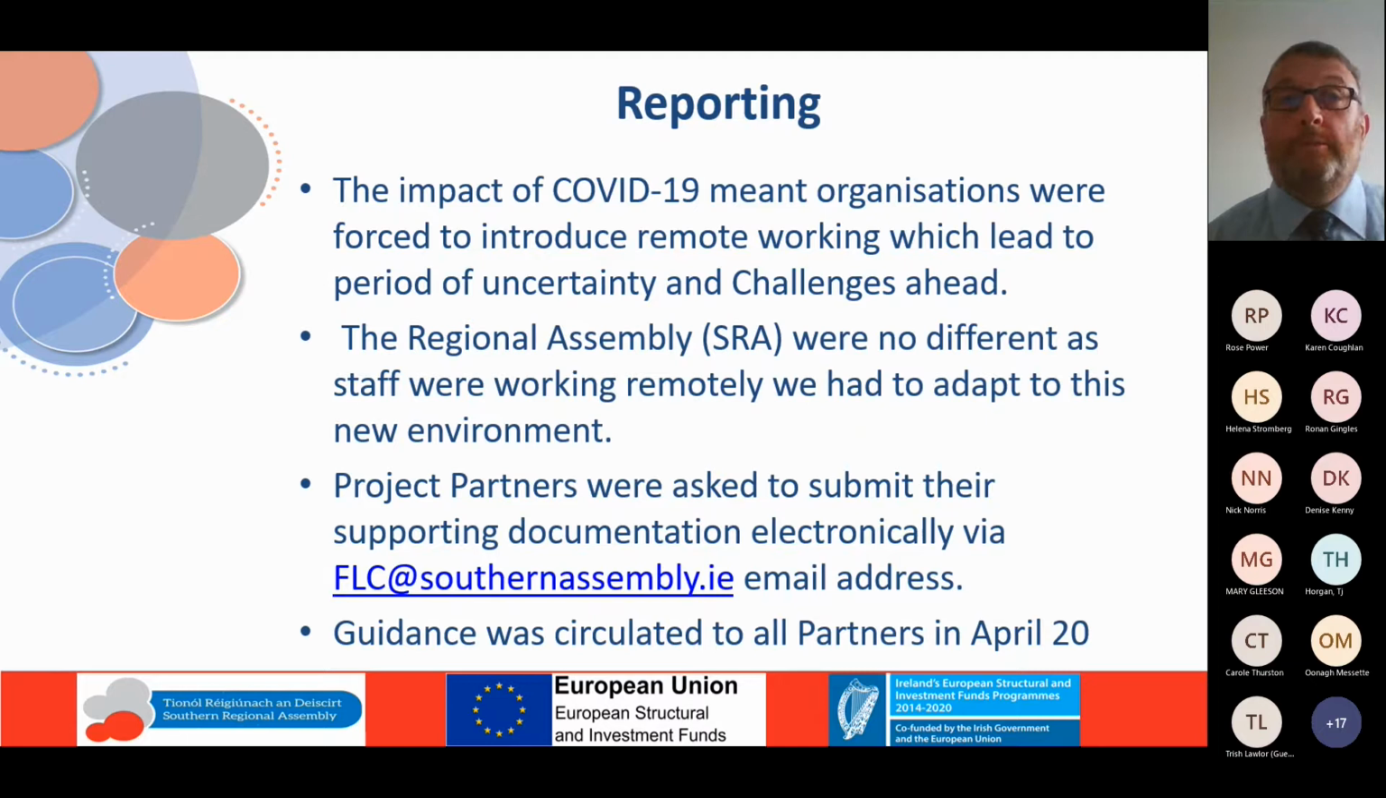So project partners were asked to submit their supporting documentation electronically via the FLC at southernAssembly.ie email address. And we did issue a guidance email or note back in April 2020 to all partners.